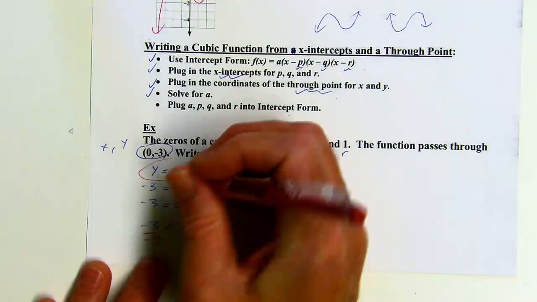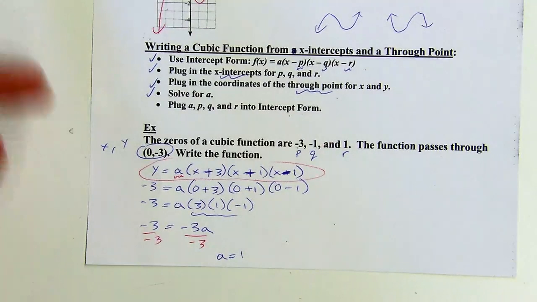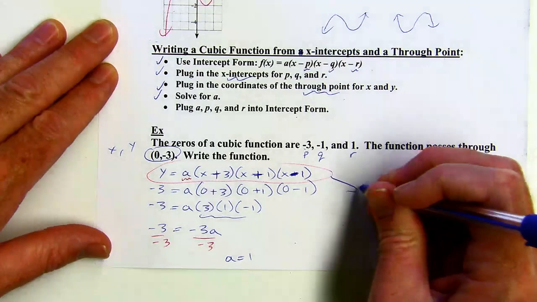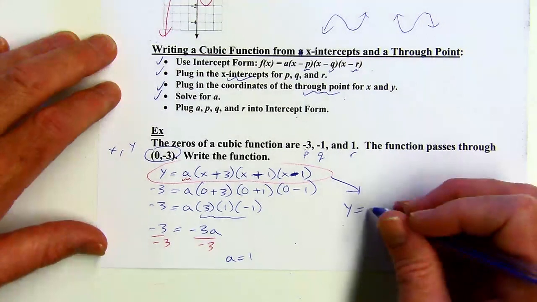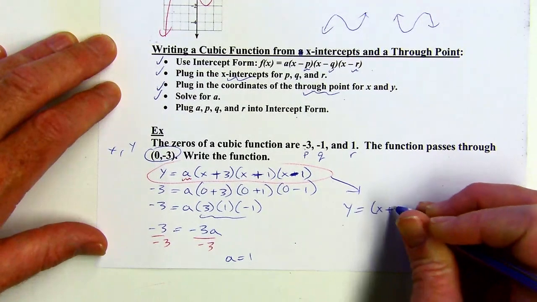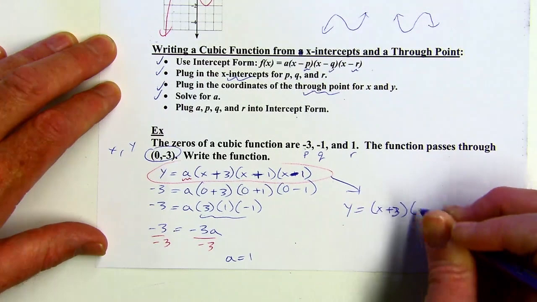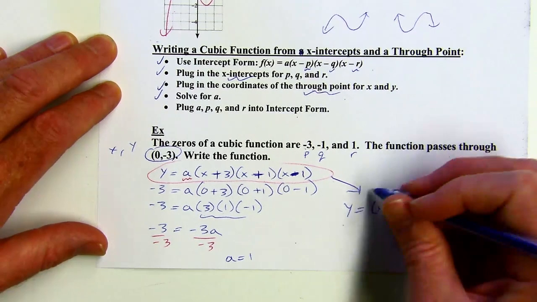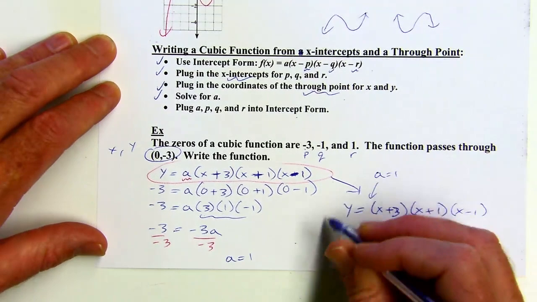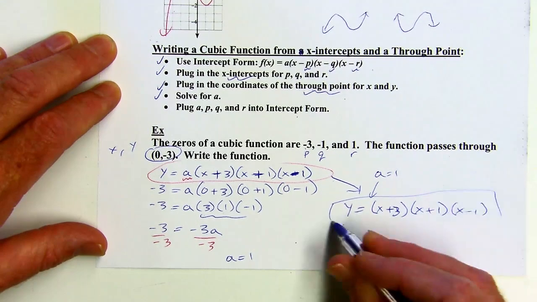We're going to plug in the P, Q, and R, but we also need the a value, which I now know is 1. So I can say now that this is, you can write out the 1, but you don't need it, right? Because it'd be redundant. But I've got x plus 3, x plus 1, and x minus 1. And yeah, this would be the a value of 1 there. So it looks the same without writing the 1.